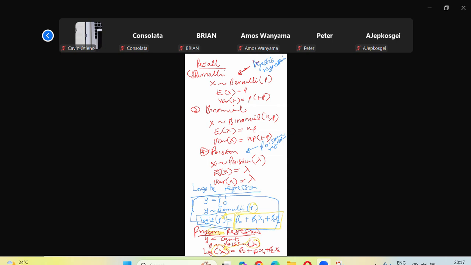This thing that we are calling logit, you'll see later on, we'll give it a name called link. I want you to remember this. Link, a link function. Is that okay? Yes. So what is the link function for logistic regression?